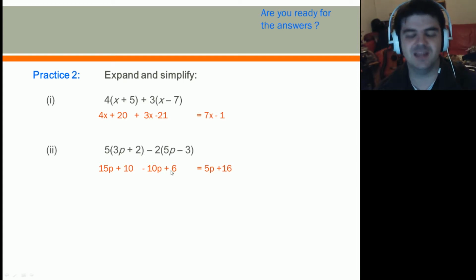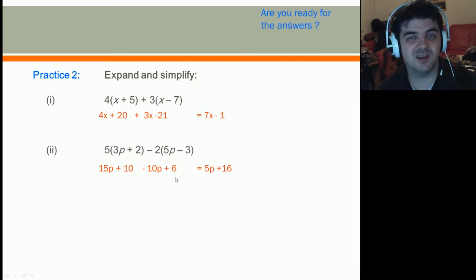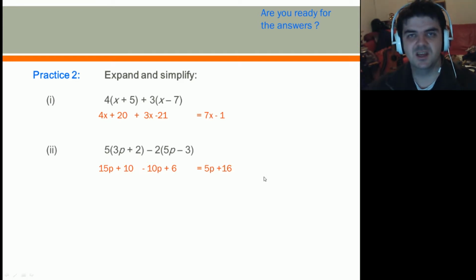If you look at any examiner's report of the ones on the site, you'll see it's always done wrong. It's the reason they put it in the exam every time, because it catches people out. People always just do the 2 times the minus 3 and they get minus 6, but that's not right. So here we have 15p minus 10p, which is 5p. Plus 10, plus 6, plus 16. Bravo.